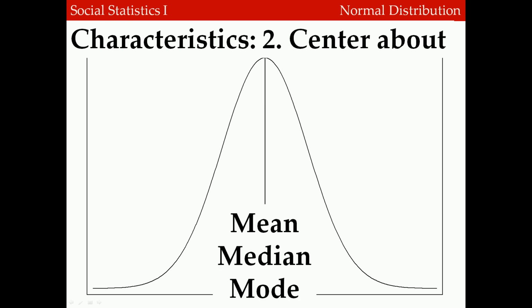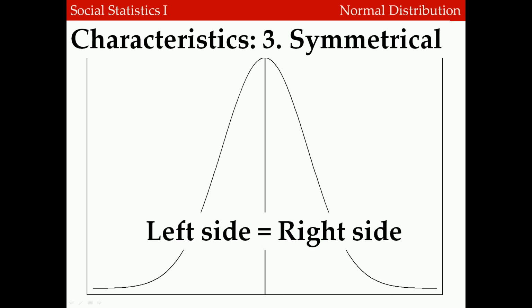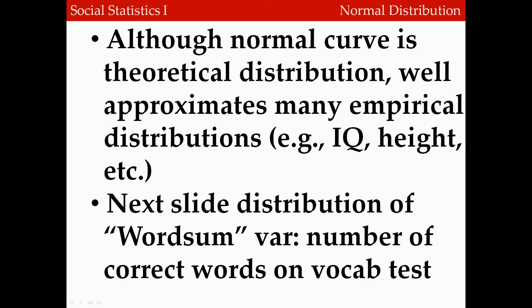It's also centered around the value of its mean, median, and mode, which are directly in the middle of the distribution. And it's symmetrical, meaning that the left side of the distribution is equal to the right side of the distribution. Although the normal curve is a theoretical distribution, it well approximates many empirical distributions. So for example, variables like IQ or height follow a normal or approximately normal distribution.